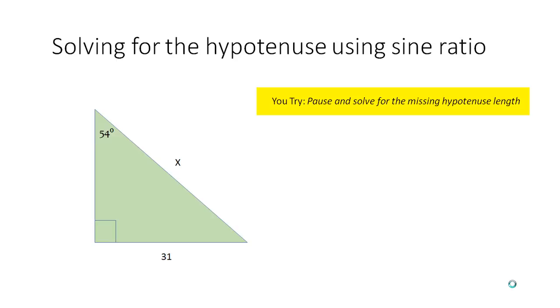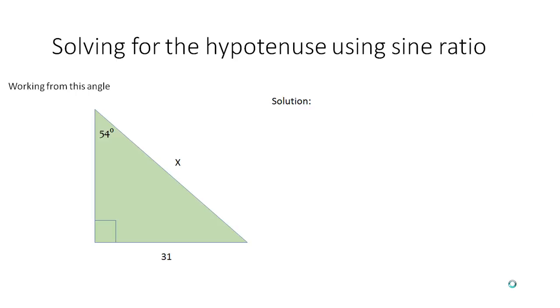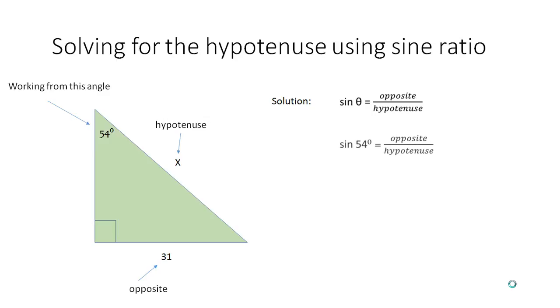Pause the video now and solve for the missing hypotenuse length in this triangle. We can see we've been given a working angle of 54 degrees, an opposite side length of 31, and the hypotenuse is unknown. Recall the sine expression is opposite divided by hypotenuse. We can substitute in the angle given, as well as the opposite and hypotenuse information.